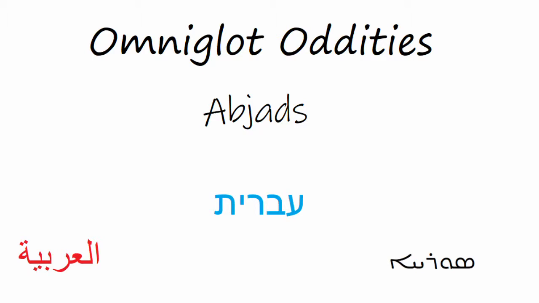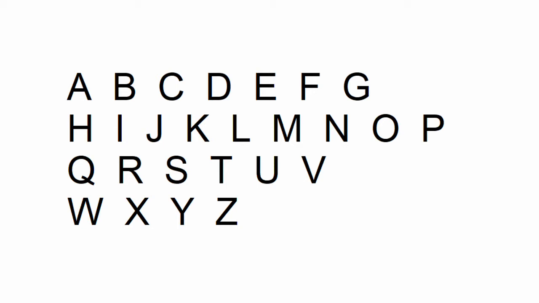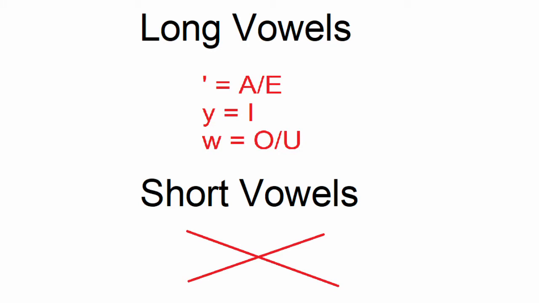Instead of talking about chemistry like I've been doing for the last 3 videos, I figured I'd talk about linguistics instead. So what we're going to talk about today are Abjads. So what exactly is an Abjad? Well, basically, it's a system of writing very similar to an alphabet, but vowels aren't represented by their own letters. Instead, long vowels are represented with other consonants, and short vowels are usually not written at all.